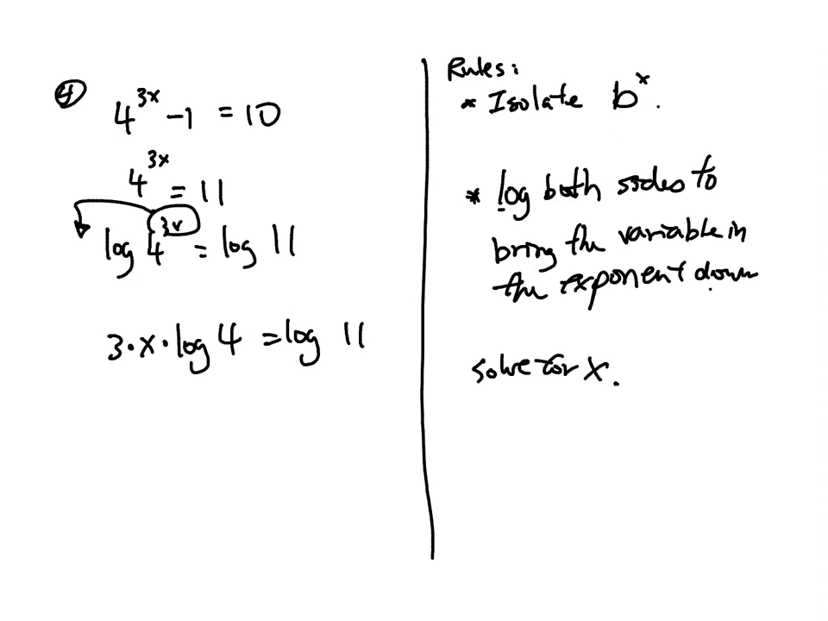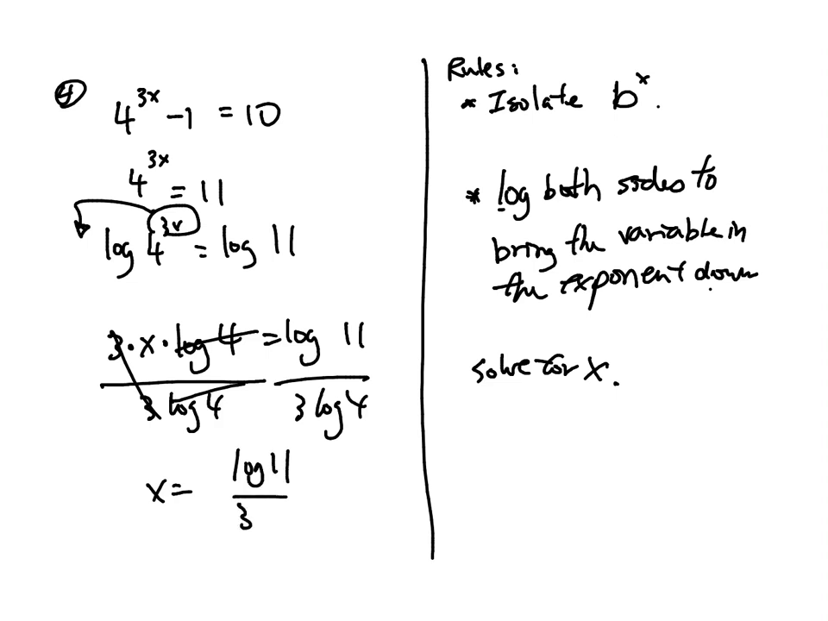So that means I have to divide everything by 3 log of 4. So the 3's will cancel, log 4 cancel. So x equals log of 11 over 3 log 4. Okay? Alright. Okay, let's go ahead and move on to the next problem.